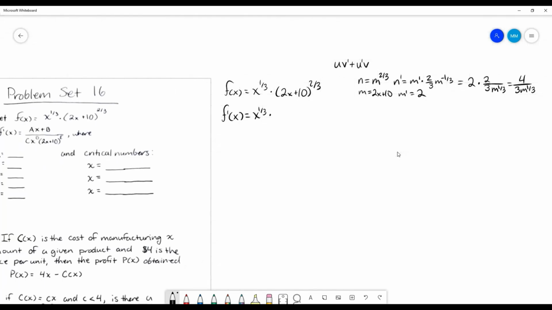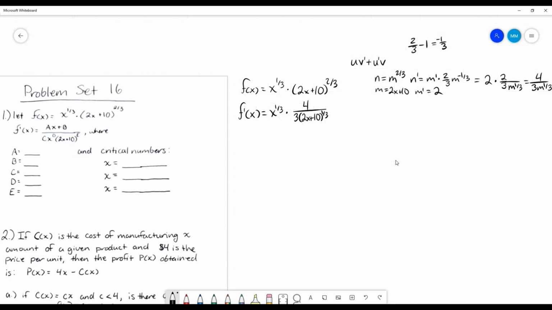Let me just plug m back in. So it's going to be 4 over 3 times (2x plus 10) to the 1/3. Okay. Remember, this is just power rule. So I brought my 2/3 in front and then I subtracted 1. And 2/3 minus 1 is obviously just negative 1/3. So that's where that came from, in case anyone was lost there.